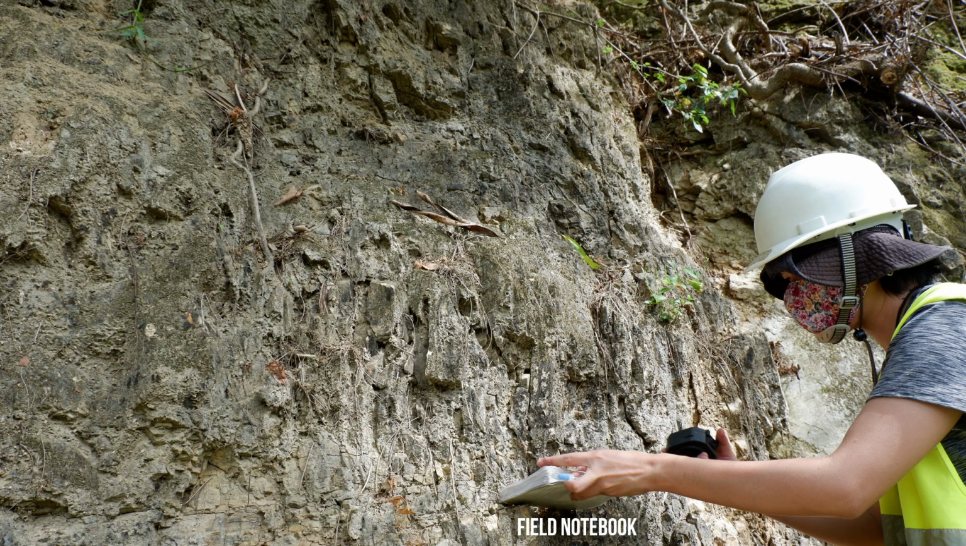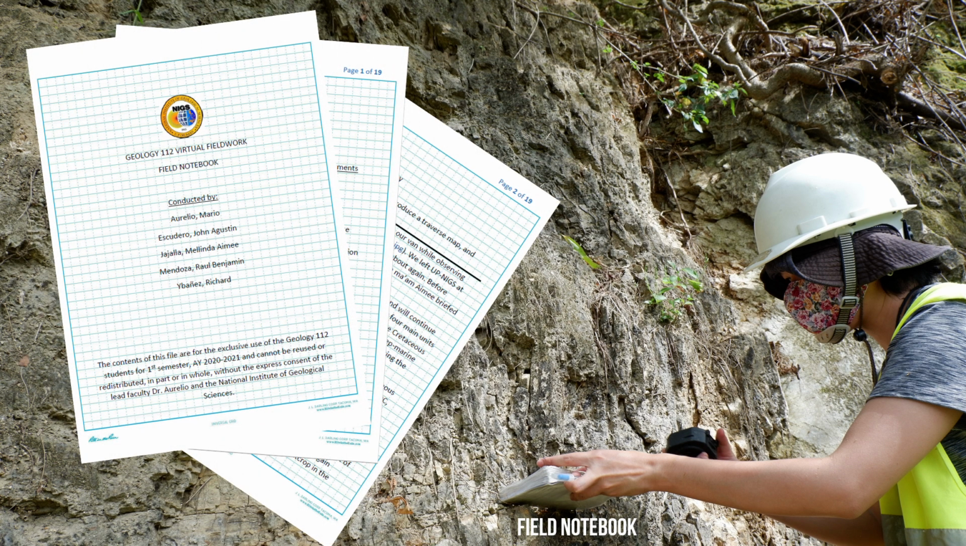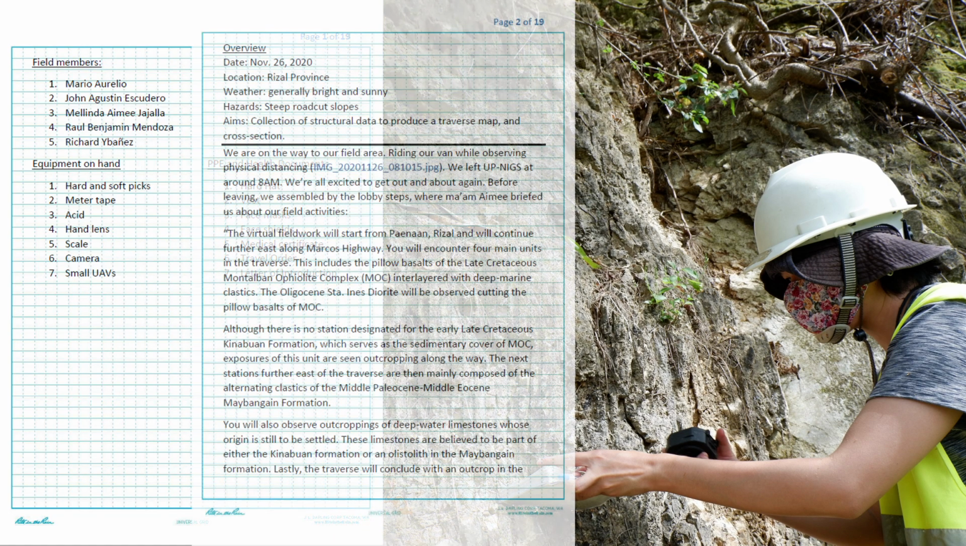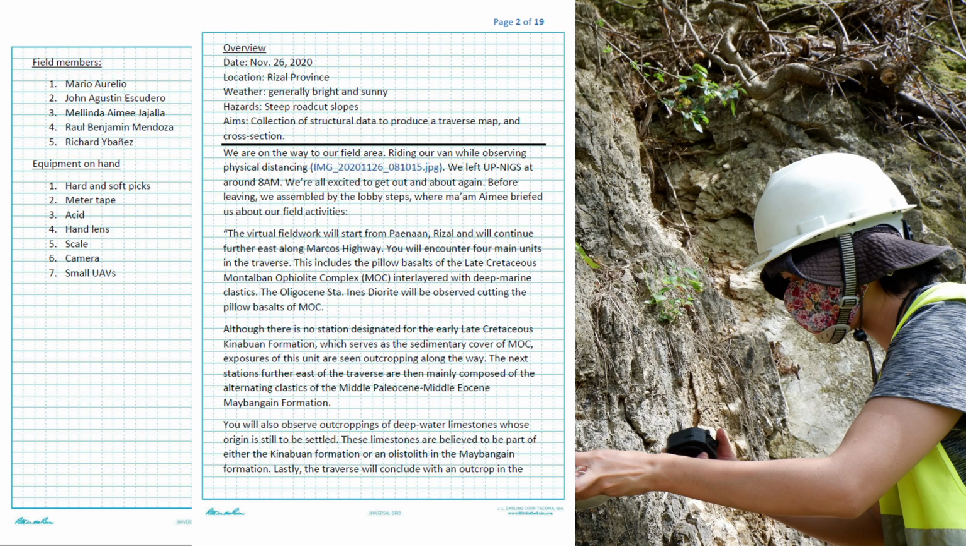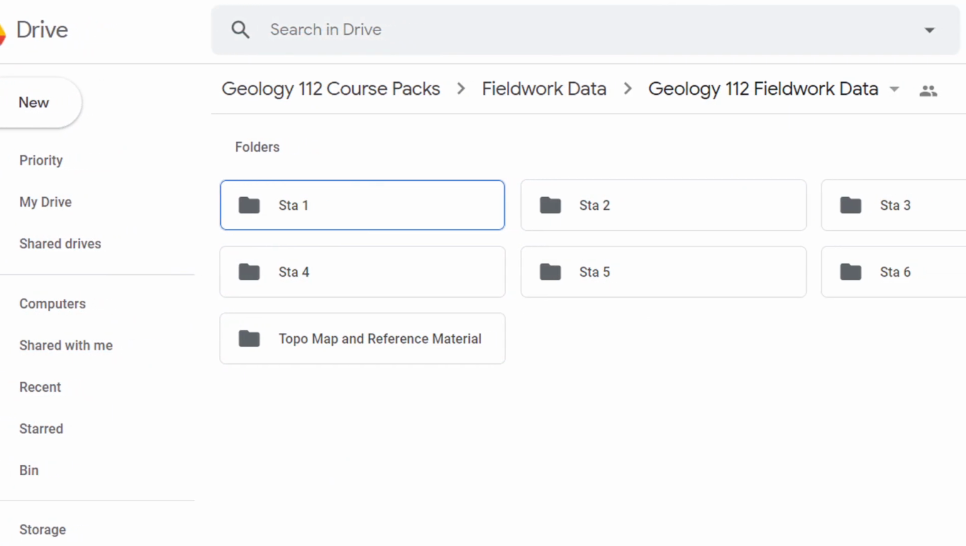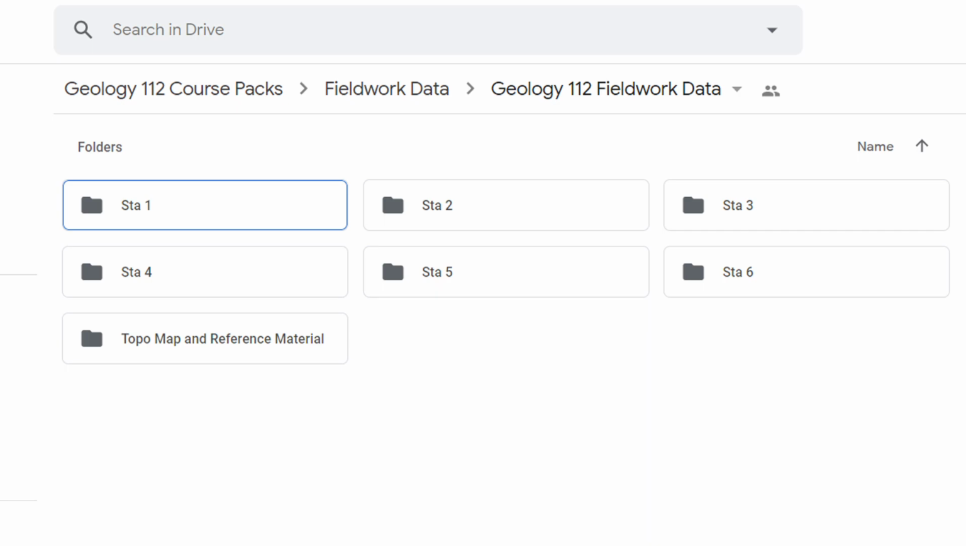We normally record all of our data in our field notebooks, so we decided to make a virtual field notebook for our students. It contains important information and an overview section. We decided to write it in first-person perspective to let the students feel more immersed in the experience. There's also a section for using this field notebook, with a working link to a Google Drive with photos and videos. The Google Drive contains subfolders for each station that we went to.